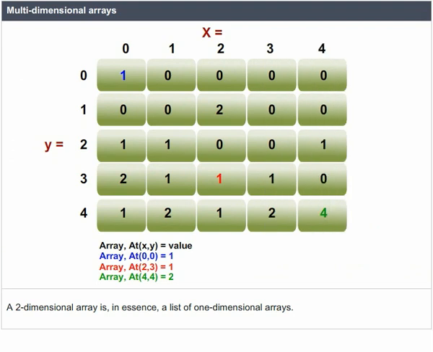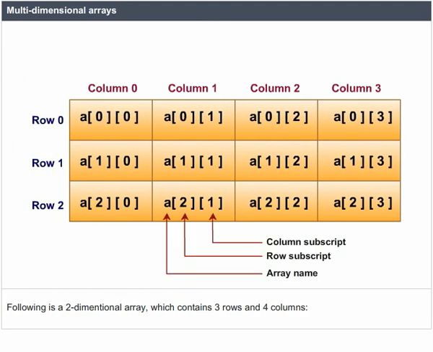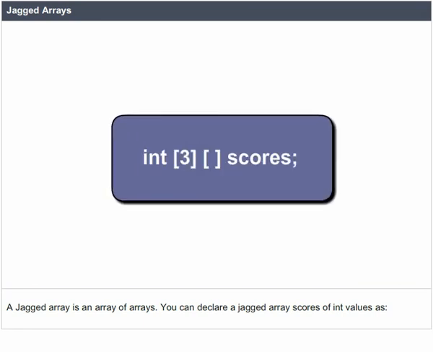A two-dimensional array can be thought of as a table which will have x number of rows and y number of columns. Following is a two-dimensional array which contains 3 rows and 4 columns. Jagged arrays. A jagged array is an array of arrays. You can declare a jagged array of int values as follows.